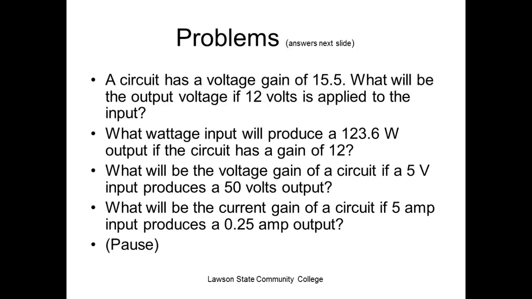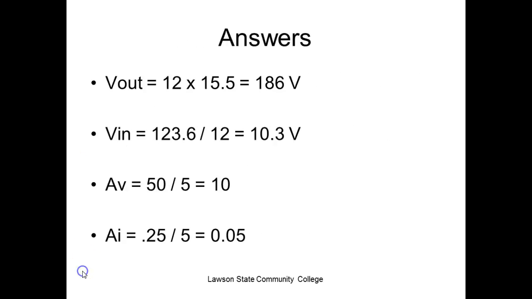A circuit has a voltage gain of 15.5. What will be the output if 12 volts is applied to the input? So a circuit has a voltage gain of 15.5. If I apply 12 volts to the input, what would be on the output? Get that down. Yeah, I think I did pretty good once we put the little triangle up there, right?